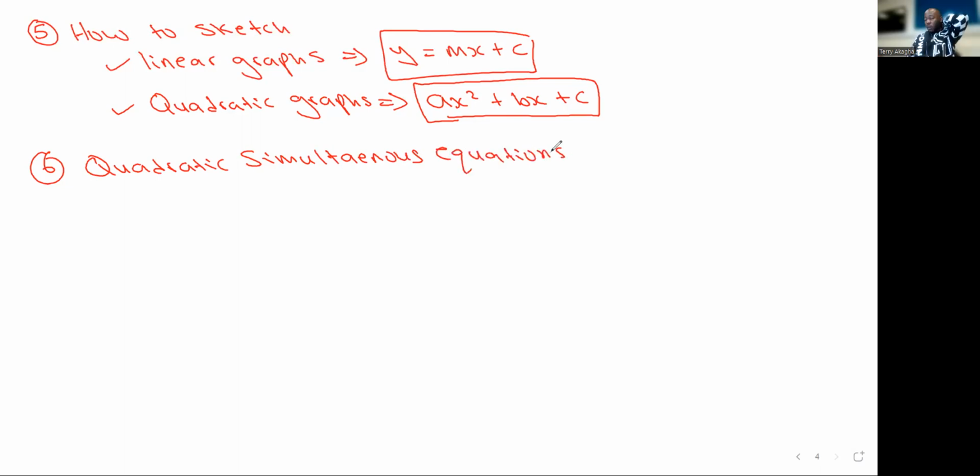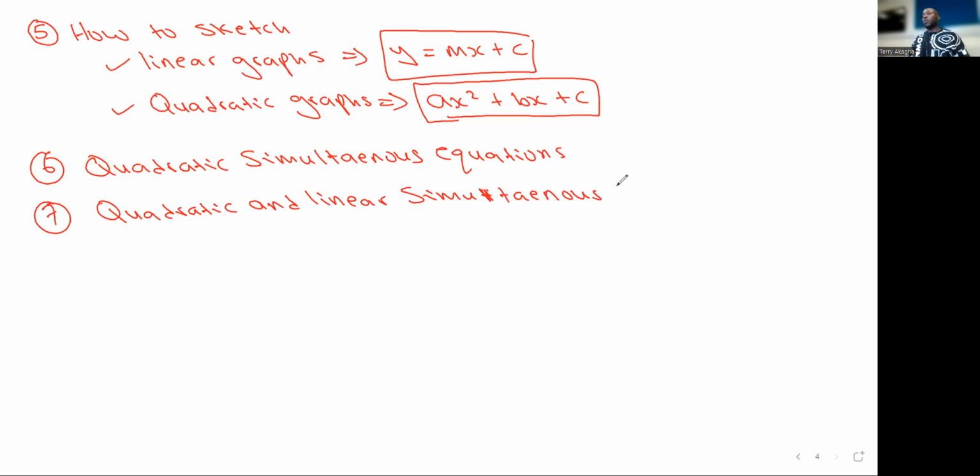These are interesting because this is when you're trying to solve equations that have a quadratic graph as well as a linear graph, or two quadratic graphs. I'm going to show you how to solve that. You can also have quadratic and linear simultaneous equations, so we'll talk about this as well. How do you do that?